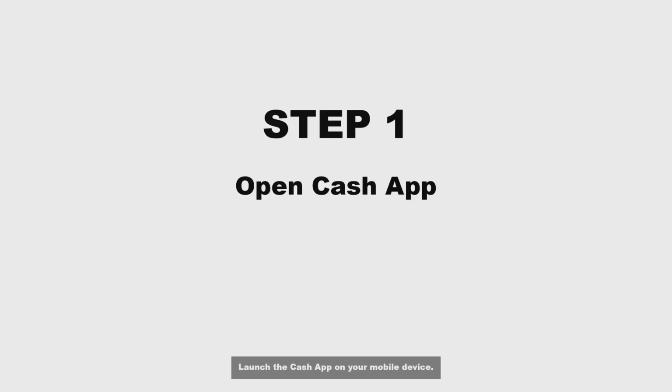Two-factor authentication adds an extra layer of security to your Cash App account. Follow these steps to enable it easily. Step 1. Open Cash App. Launch the Cash App on your mobile device. Ensure you are logged into your account to access the settings.